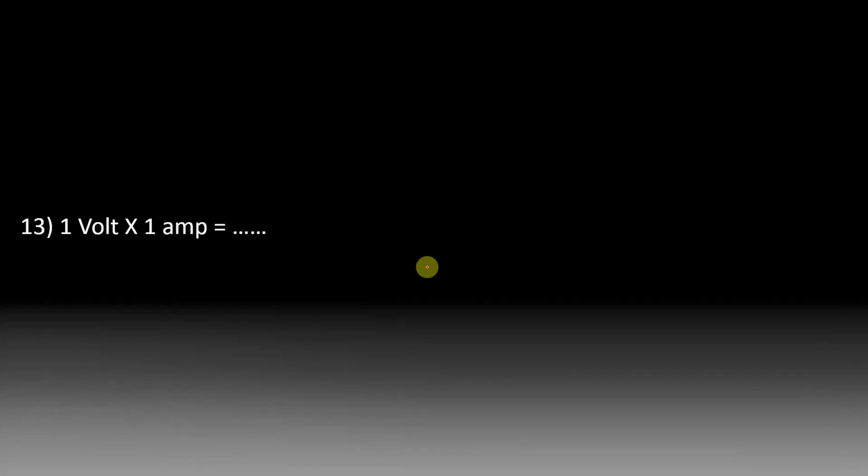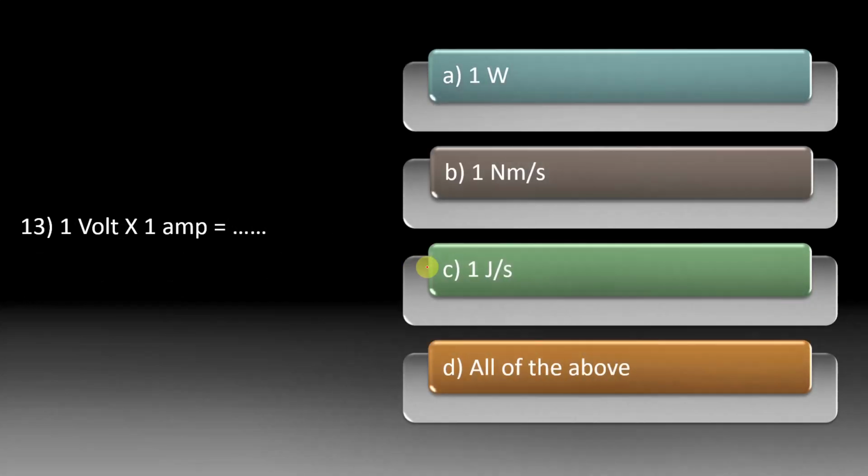Now, 1 volt multiplied by 1 ampere will be equal to. As far as electrical technology is concerned, we know that 1 volt ampere is nothing but a definition of 1 watt, and watt is nothing but joule per second. Then joule is nothing but Newton meter. So it is 1 Newton meter per second. So all of the above, that is the correct answer. All these options are the correct options.